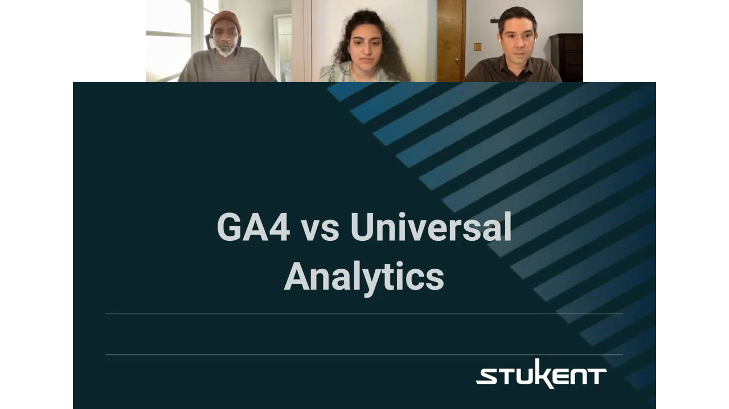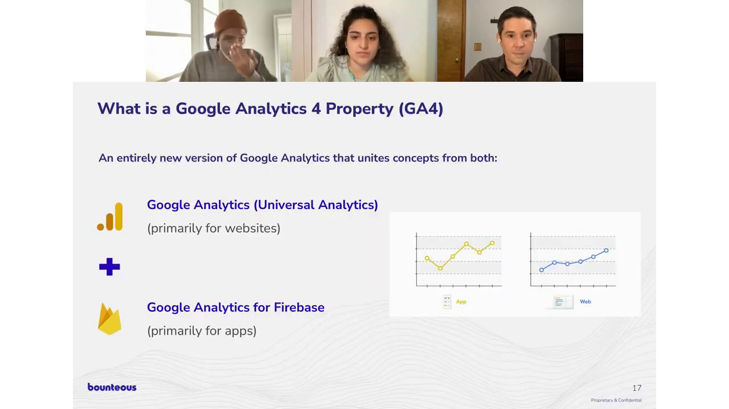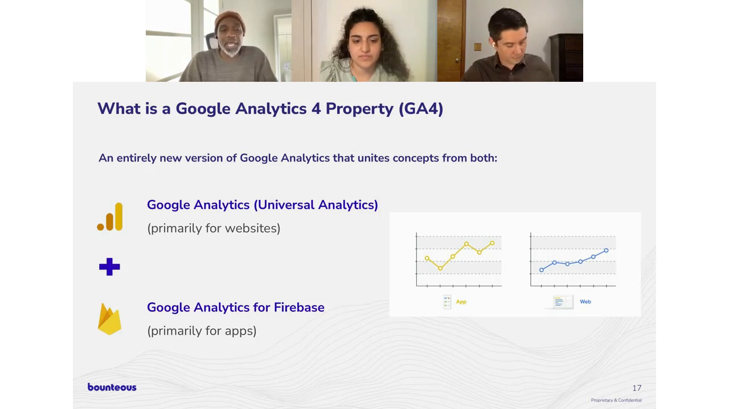Google GA4 versus Universal Analytics. What is Google Analytics 4 property? An entirely new version of Google Analytics that unites concepts from both Google Analytics, primarily for websites, and Google Analytics for Firebase. So this is merging. Before this was called App Plus Web, they were two different properties. Now they're merged into one. So you have both. In that same instance, you can track your app and you can track your website.